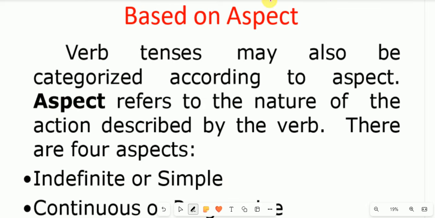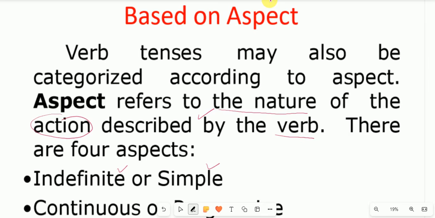And sometimes the tenses can be based on aspect. Verb tenses may also be categorized according to aspect. Aspect refers to the nature of the action described by the verb. There are four aspects. For example, we can have what you call indefinite or simple tenses. What we mean by that is that indefinite describes action without specifically stating whether the actions are completed or ongoing.